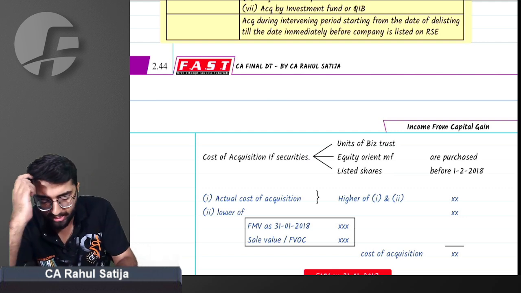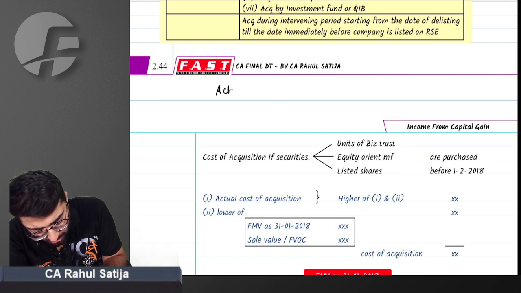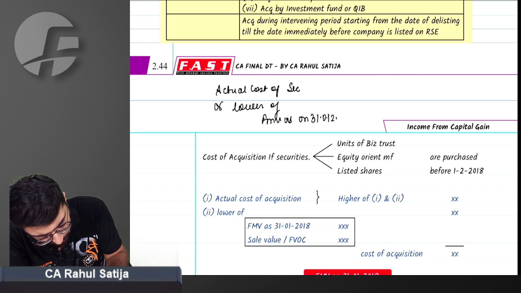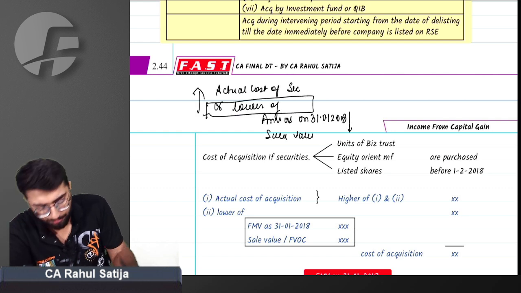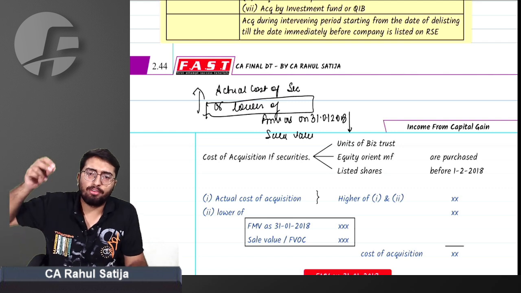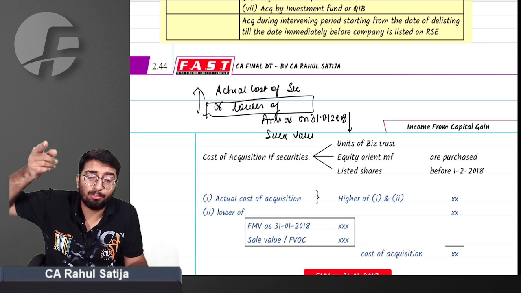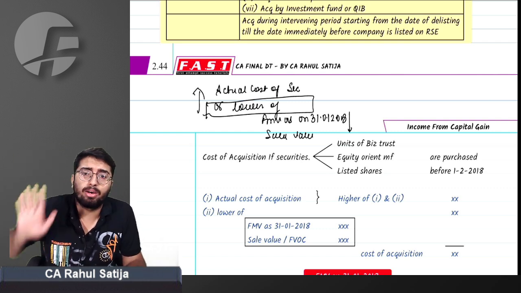You might get confused. What I am saying is, you have to compare the actual cost of securities, or the lower of FMV as on 31st January 2018, or sale value, whichever is lower. Lower of, you have to compare with higher. You have to compare FMV with sales, whichever is lower, and the lower one you have to compare with cost of acquisition, whichever is higher, that will be the cost of acquisition.